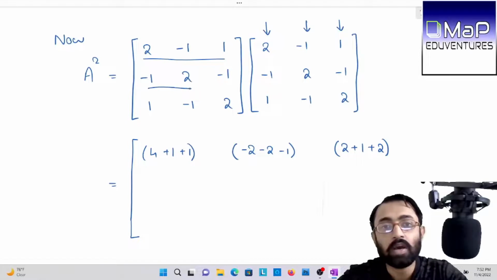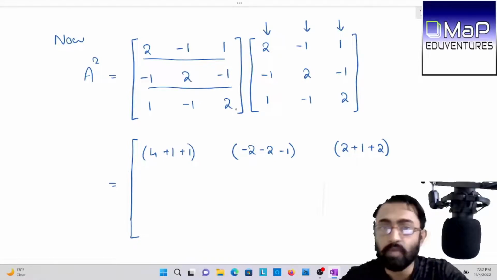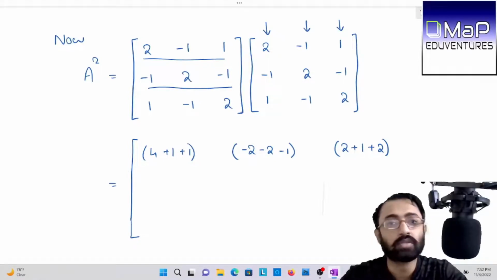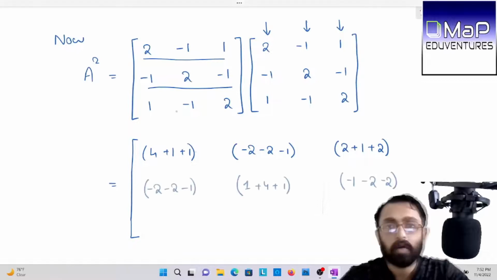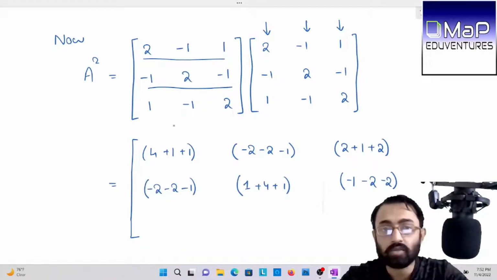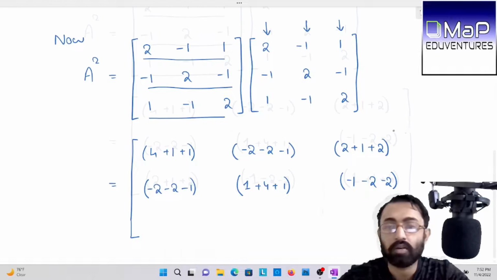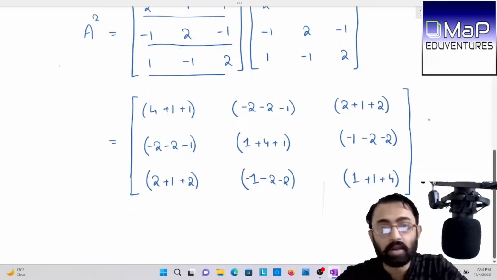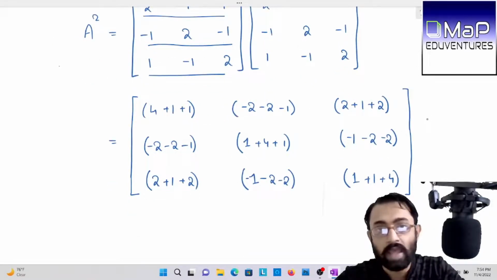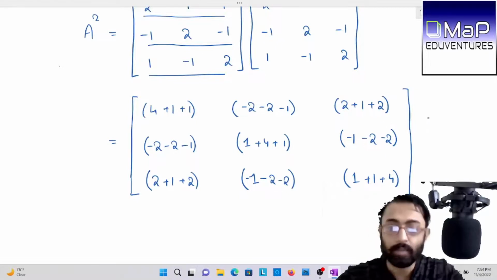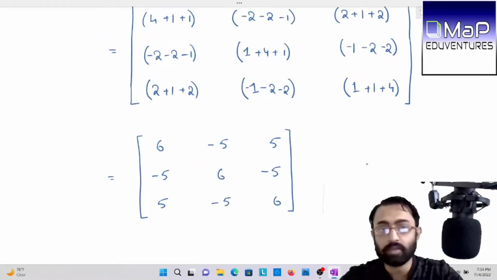Now we will move to the second row. Okay, and again we will repeat the same process: first row, first column, second column, and third column. Alright, so our second row multiplication is also completed. Now let us move on to the third row. Okay, so we have completed the multiplication process. Now let us add up and see our matrix, which is a square. Alright, so this is our a square.